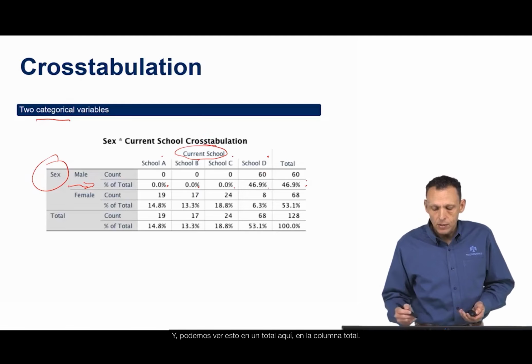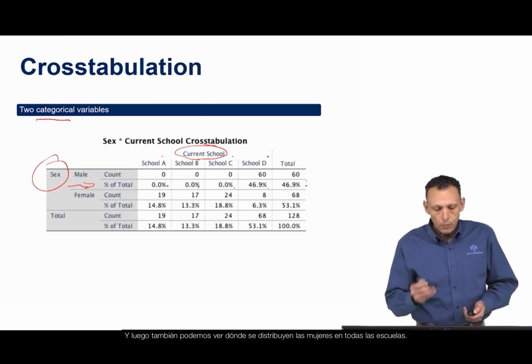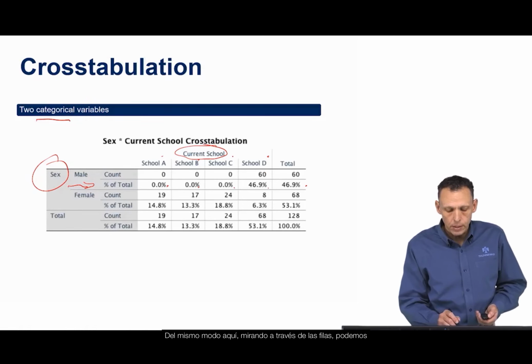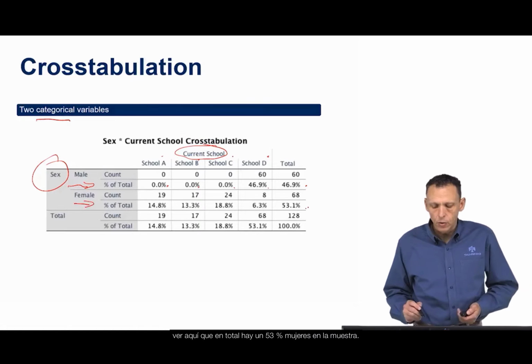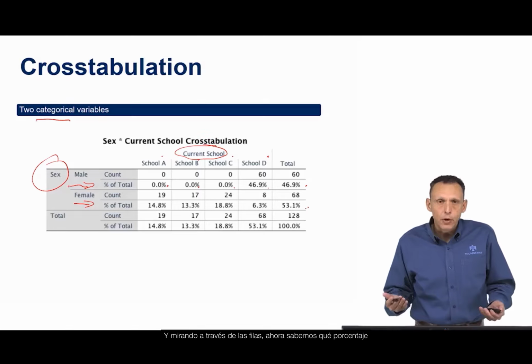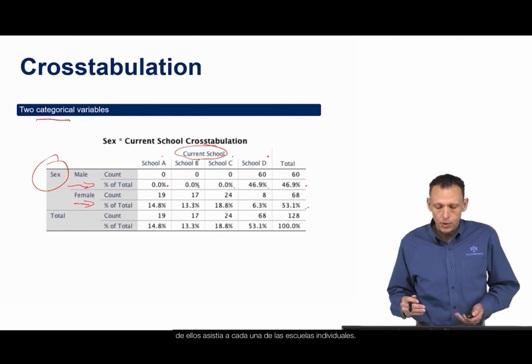And we can see this in a total here in the very total column. And then we can also see where the females are distributed across all the schools similarly here, looking across the rows. So we can see here in total there's 53% females in the sample, and looking across the rows now we know what percentage of them were attending each of the individual schools.